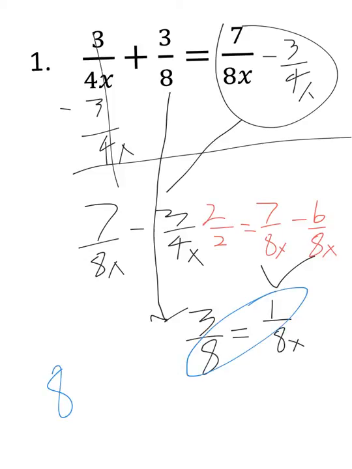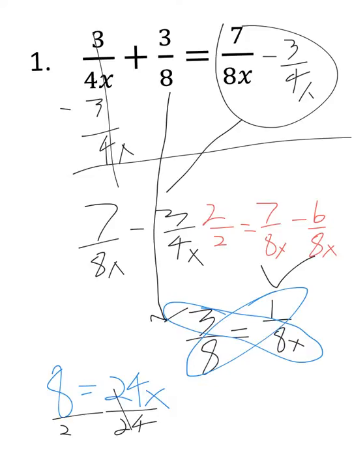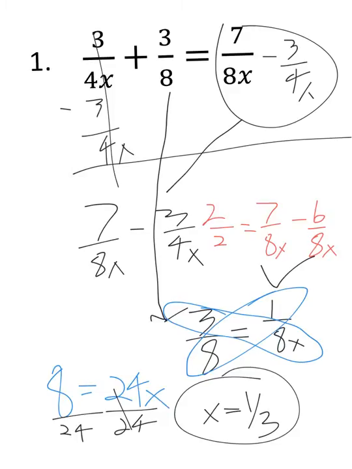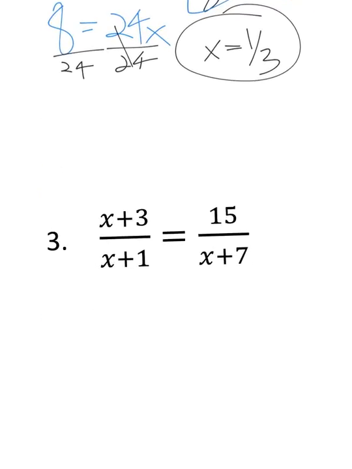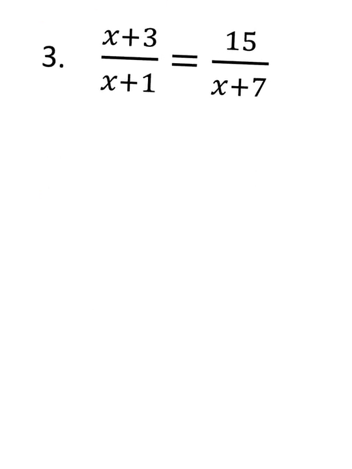8 times 1 is 8. 3 times 8x is 24x. Divide both sides by 24. 8 over 24 makes 1/3. And that's my answer. You can always double check your answer just to make sure it makes sense. If you plugged in 1/3 anywhere where there was an x, would you end up dividing by 0? No, you wouldn't. It doesn't happen often, but sometimes it happens.